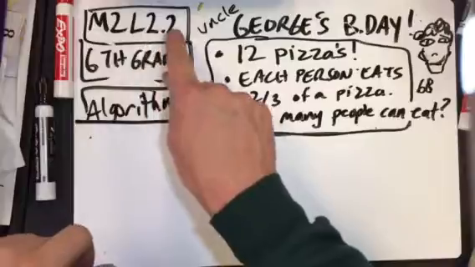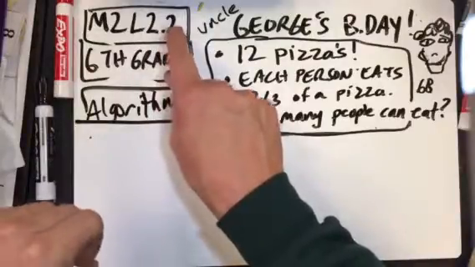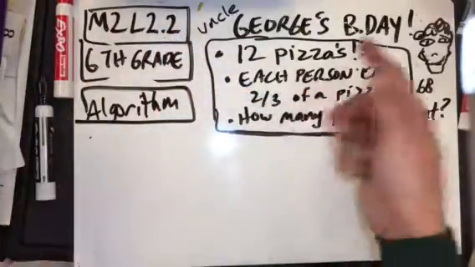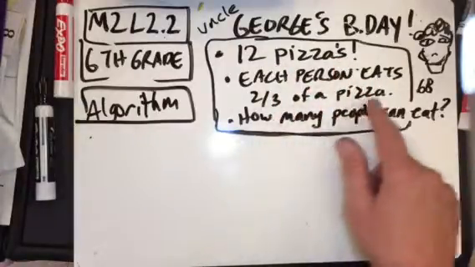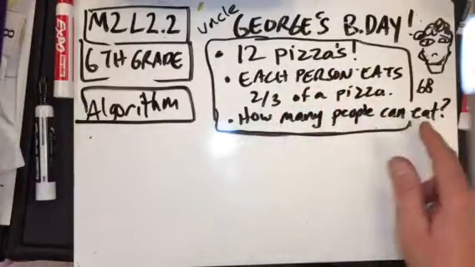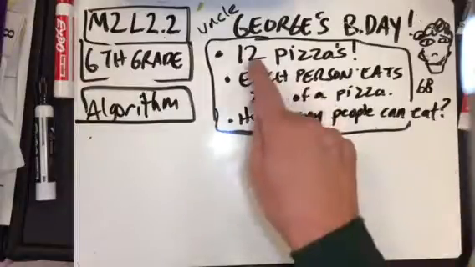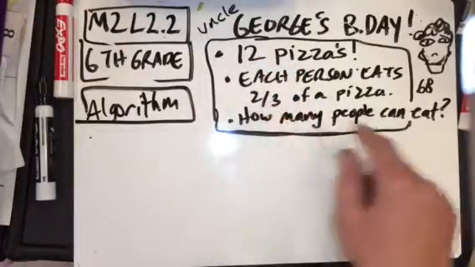Module 2, lesson 2. We're going to do one more of these problems. And here it is. He's having a birthday party. He's going to order 12 pizzas. Each person eats 2/3 of a pizza. And how many people can eat at his party then? If he's ordering 12 pizzas and they eat 2/3 each.